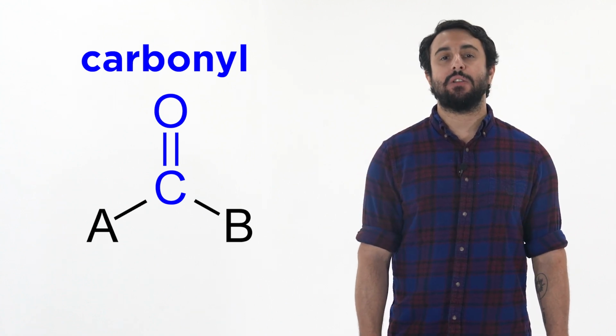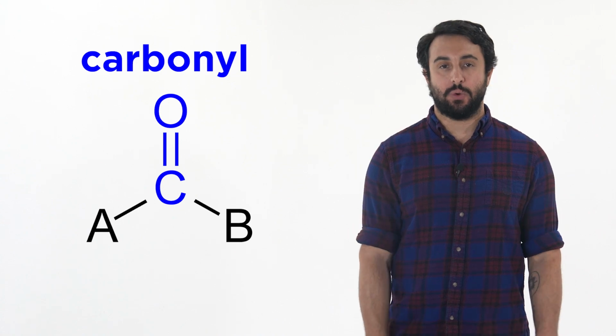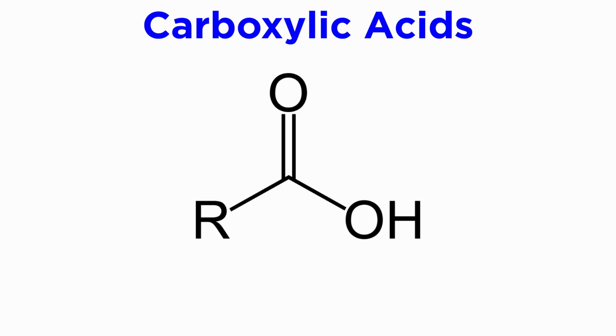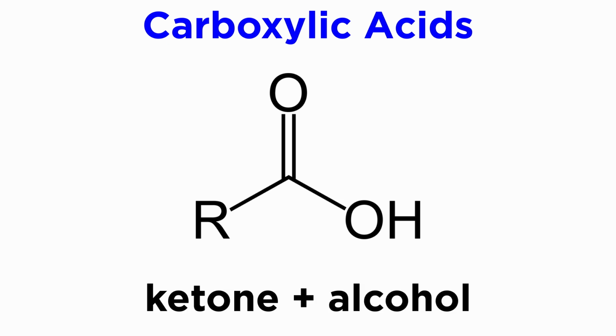We've learned about a number of carbonyl-containing functional groups, such as aldehydes and ketones. But let's go a little deeper with another such functional group, the carboxylic acid. Carboxylic acids are abbreviated as COOH, and they involve a carbonyl which is adjacent to a hydroxyl, so it's like a ketone plus an alcohol.